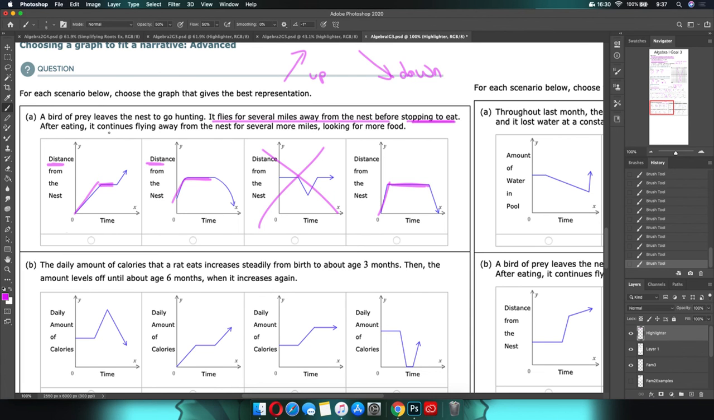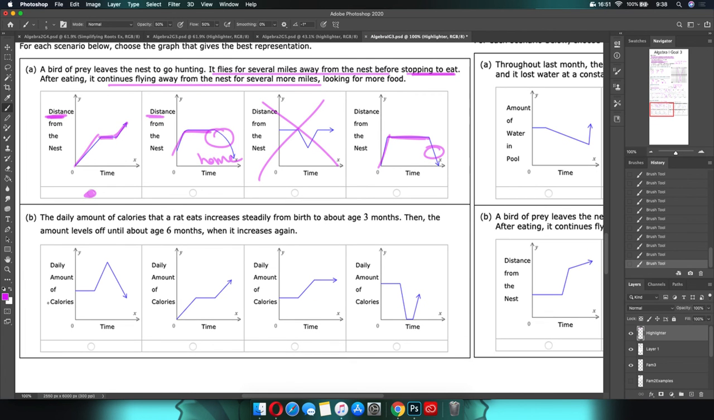After eating, it continues flying away from the nest for several more miles. So this one and this one are the same. The distance is going down. If you're looking at the distance from the nest and it's going down, that means you're going home. Is that what it's doing up here? No, it's continuing to fly away. So therefore it's this one.